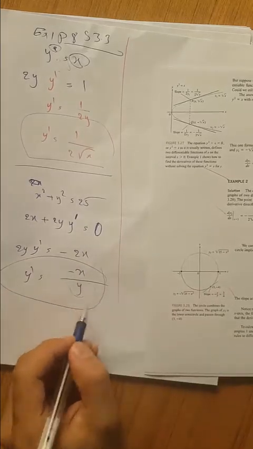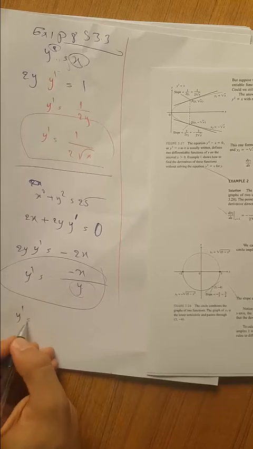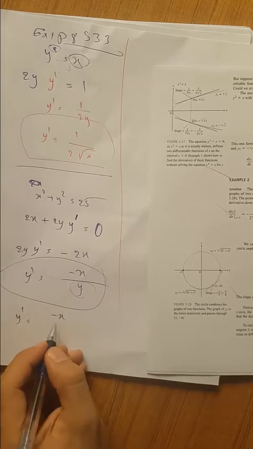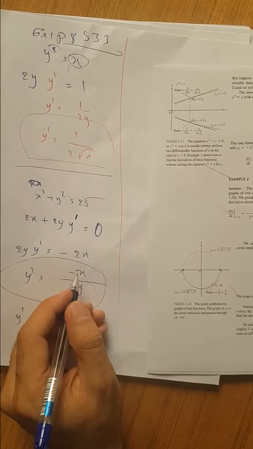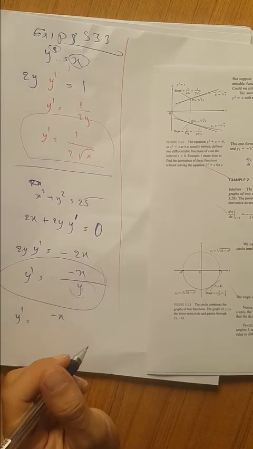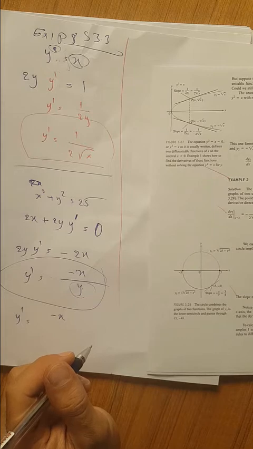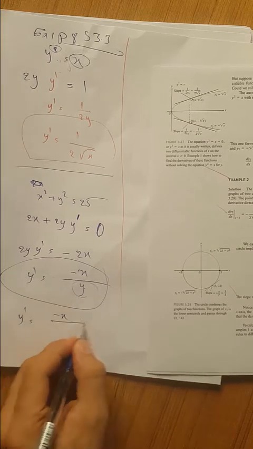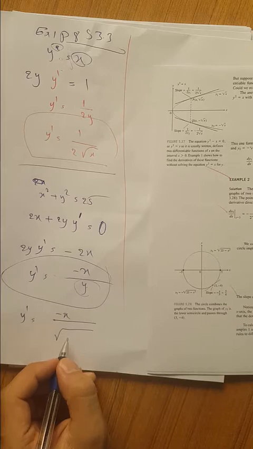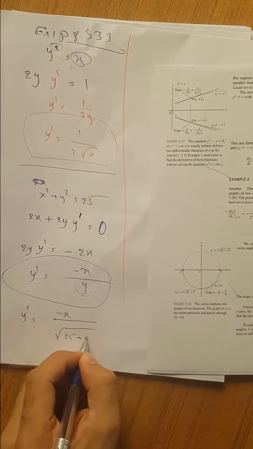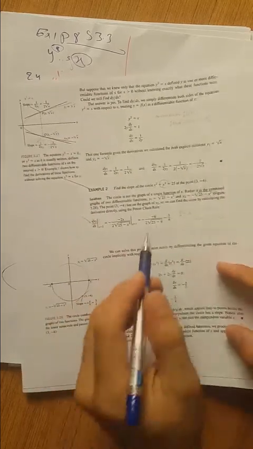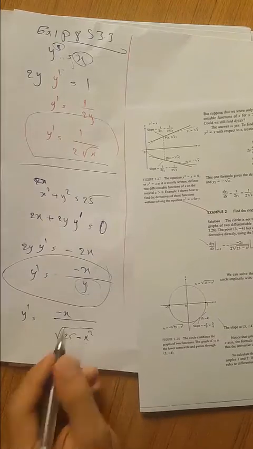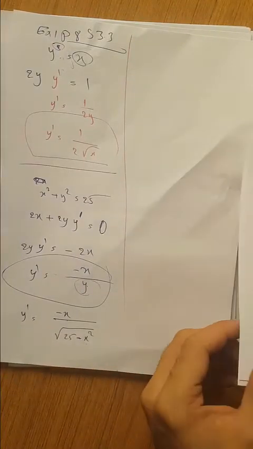And find the value of y, which is equal to the square root of 25 minus x squared. That's all. If he's going to give you a point, for example 3 and 4, put the point here, and you can find the result.